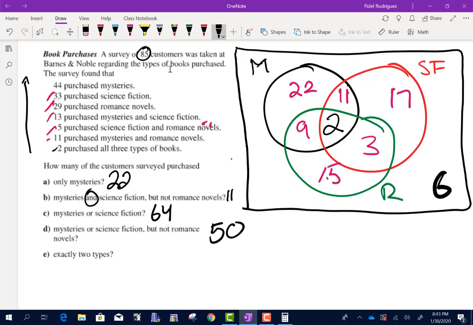And finally, the last part, exactly two types would be 9, 11, and 3. So 9, 11 is 20, would be those numbers right here. Those are exactly two types. 9 and 11 is 20 plus 3 is going to give me 23. Okay.